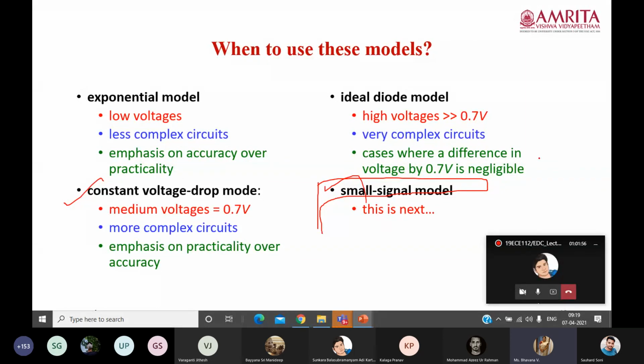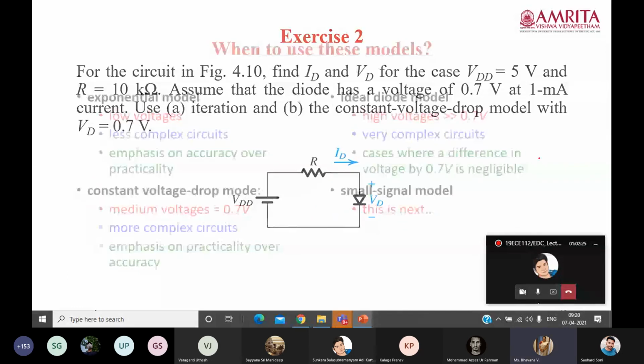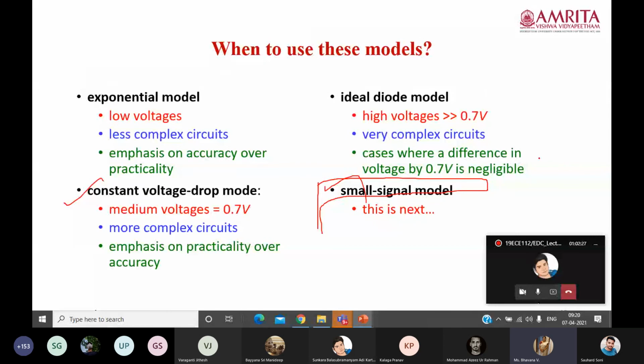Actually, I thought of completing 2 more numericals, but I could not. Okay, let me continue in the next class. I am trying to solve the maximum variety of numericals in the classroom itself, so that if you get any pattern, you will be in a position to solve it. So I may require 2 more classes to finish these diode models. Next class will do numericals, and I'll start with the small signal model.